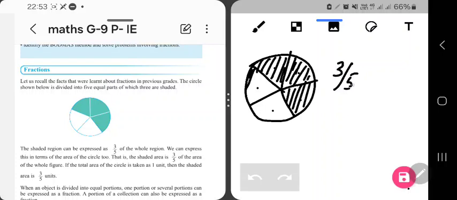So this is what we call a fraction. We write it in the form 3 over 5, and this is what you call a fraction. That is considering this entire circle as one unit. Then if someone asks you to calculate the area of the shaded section, you call it 3 over 5.